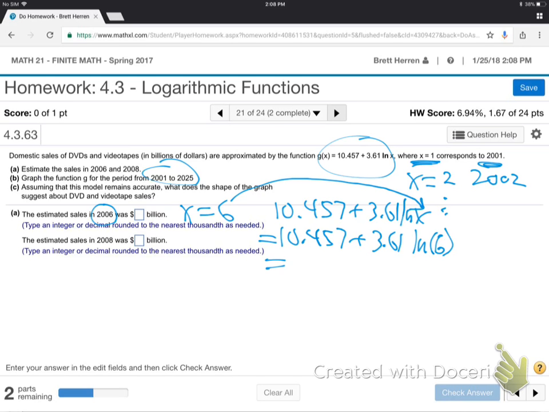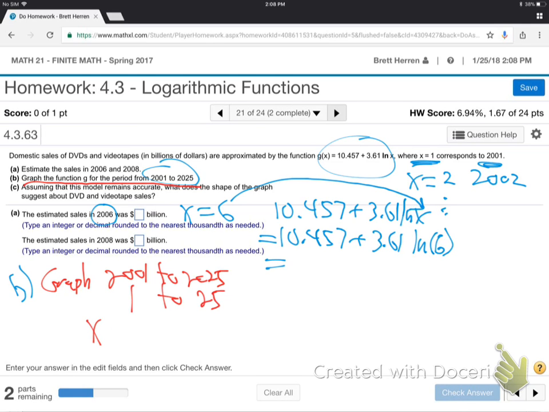When you graph on part B, let me write some stuff out for you on that. When you graph on part B, it says graph it from 2001 to 2025. That means you're going to go from 1 to 25 on your x. So your x min will be 1. Your x max will be 25 on your window settings.